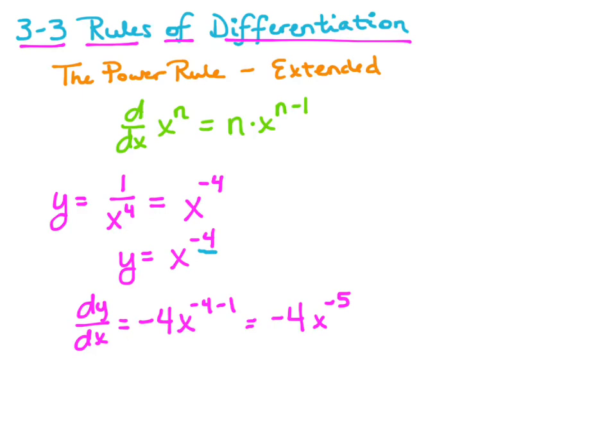And then once we get this answer, if we need to plug in a value for x, maybe we're trying to find our answer among some multiple choice answers, we need to be able to rewrite it back into the other form. I can rewrite this as negative 4 over x to the fifth. Let's look at one more example like this one.